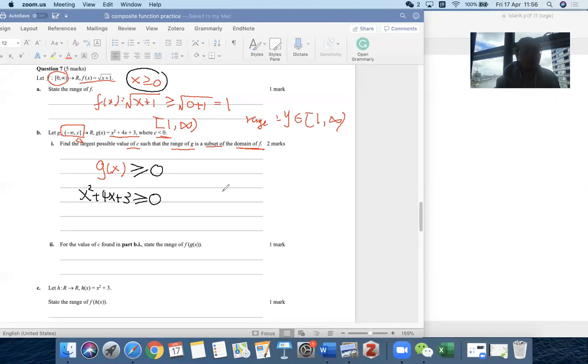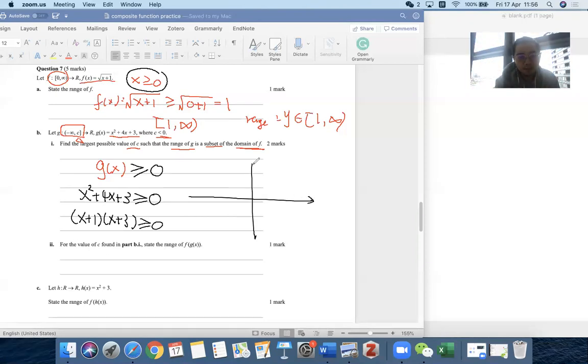Now, if we factorise, it becomes x plus 1 times x plus 3 is greater than or equal to 0. So let's draw the graph over here. It's x, and it's -3, and it's -1 over here. Okay, since this is ax squared plus bx plus c, a is greater than 0, so the graph should be like this.